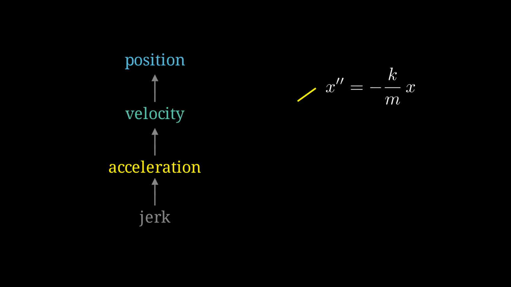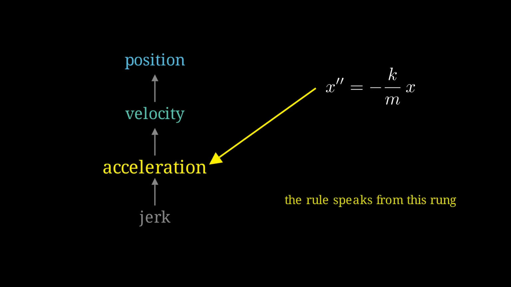Now look at where our spring's rule points. It does not hand you a slope for the position. It reaches 2 rungs up the ladder and dictates the acceleration. Pull the mass out, and it accelerates back towards center in proportion. That is what second order means here. The rule speaks from a higher rung.